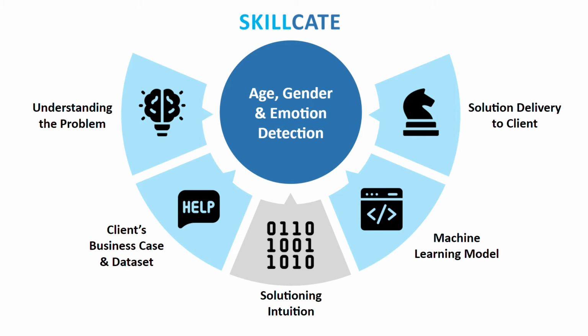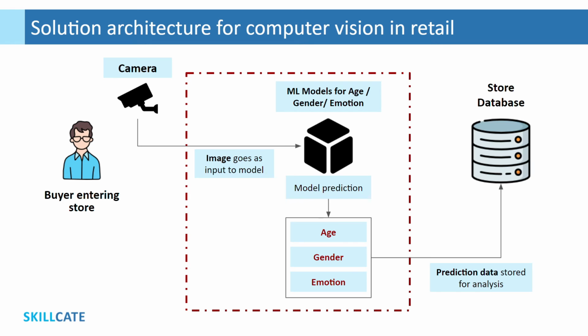Alright, this is my favorite part where we design a high-level solution architecture to solve our client's business problem. From 30,000 feet, this is how our solution architecture would be. There's a camera at the store entrance capturing a picture of a person entering the store. This image is then fed to the computer vision system where our age, gender, and emotion prediction models would be deployed. For this input image, all three models shall be called one after another, and the final outcome on age, gender, and emotion is stored in the store databases for later analysis along with a timestamp. Looks like one hell of an architecture, right? Let's go further.